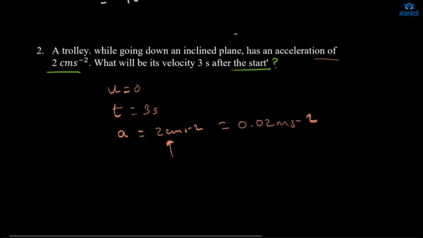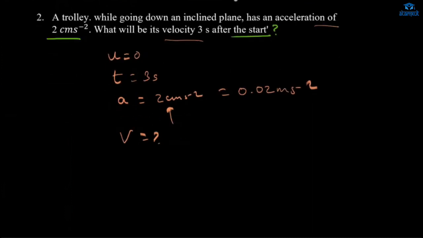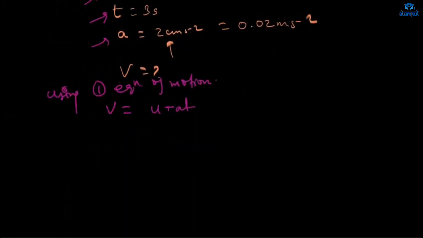Okay, now we have got 3 values. We have to find the final velocity, means we have to solve it for v. So we have to apply the formula using the first equation of motion, because u is given, a is given, t is given. All values are given, only we have to find the value of v. So using the first equation of motion, v is equal to u plus at.